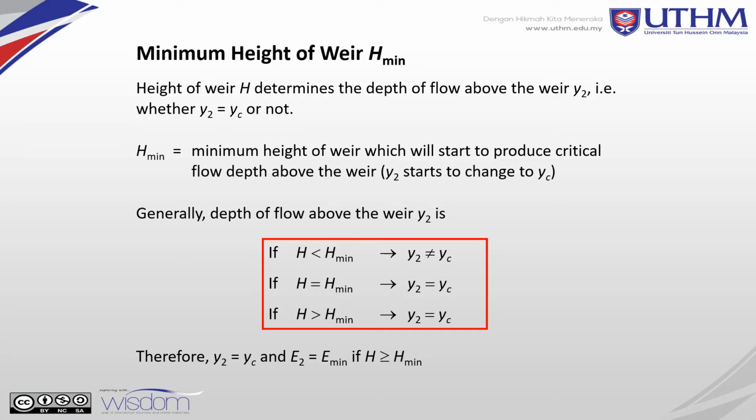Minimum height of weir, H minimum. Just remember this one only. If H is less than H minimum, Y2 is not the same as YC. If H is equal to H minimum, Y2 is equal to YC. If H is more than H minimum, Y2 is equal to YC. Therefore, Y2 is equal to YC and E2 is equal to E minimum if H is more than H minimum.